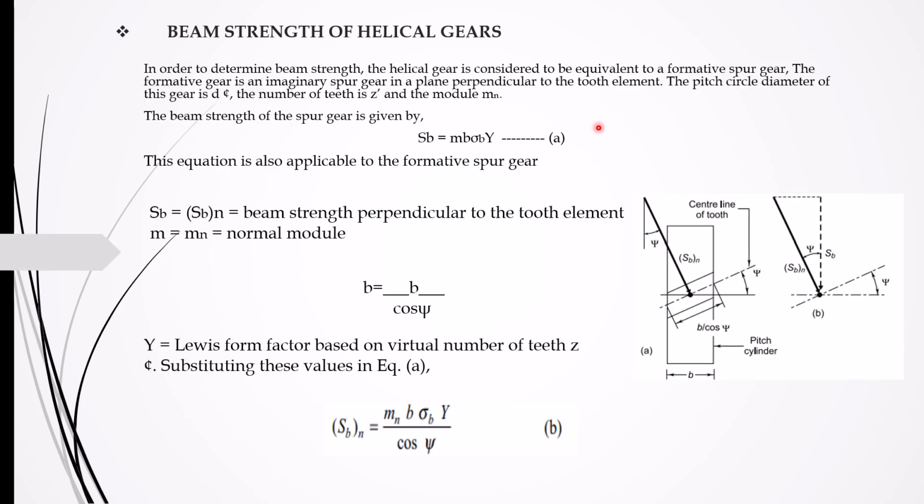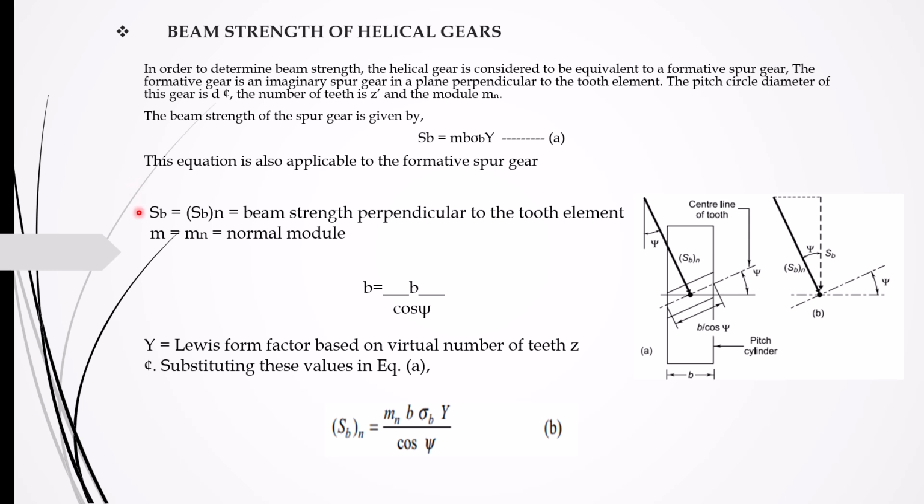To determine the beam strength, we consider the helical gear equivalent to a formative spur gear in a plane perpendicular to the tooth element. The pitch circle diameter of the gear is d dash, the number of teeth is z dash, and the module is mn. The beam strength of a spur gear is given by SB = mb σb y, which we take as equation A.